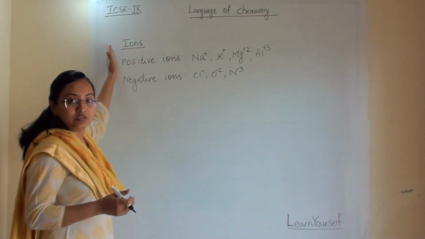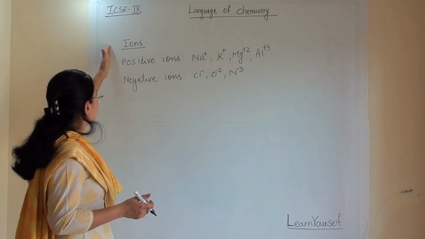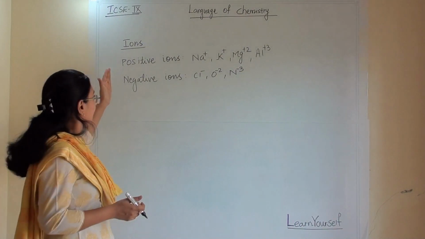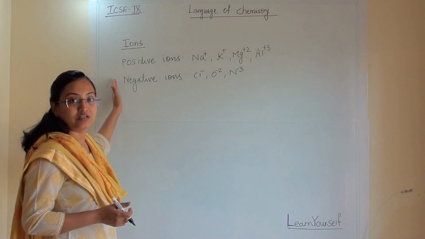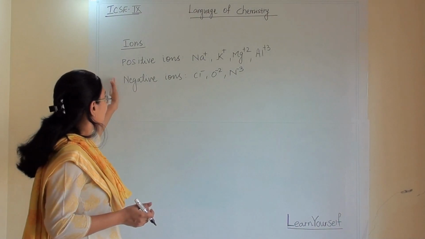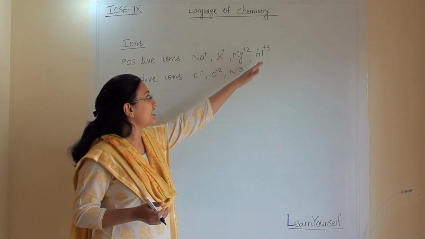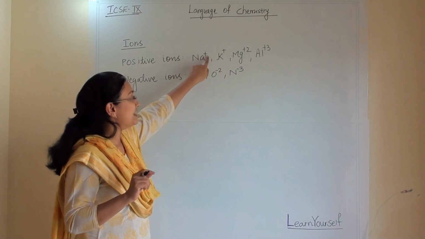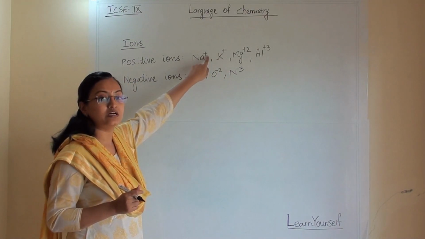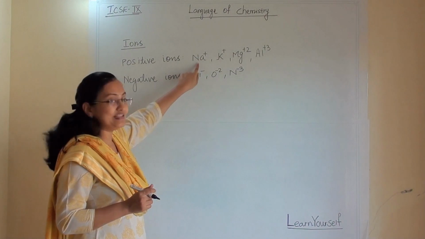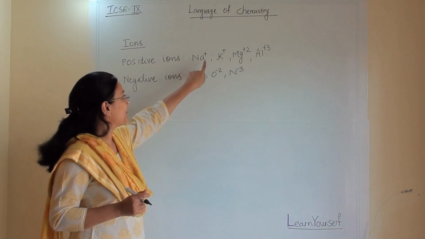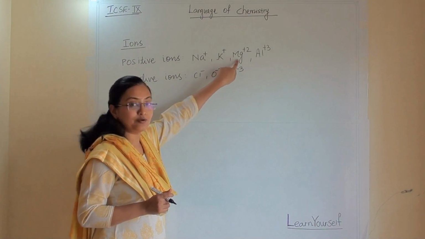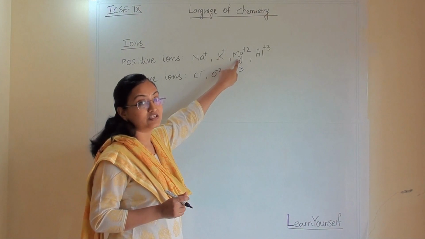Let us start with ions. There are two types of ions: one is positive ions and the other is negative ions. As the name suggests, positive ions have a plus sign on top, and this shows the valency. Where only a plus sign is there, it shows 1. So the valency of sodium is 1. The valency of potassium is 1. Magnesium is divalent and its valency is 2.